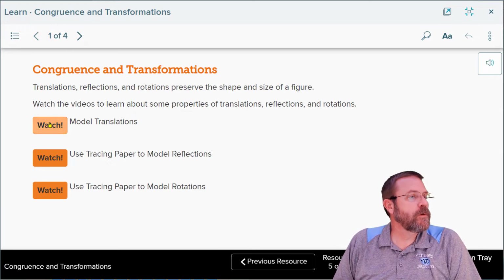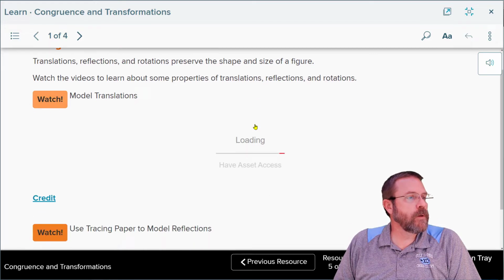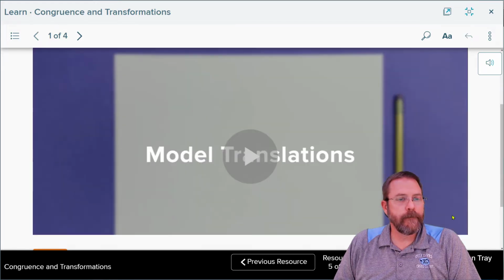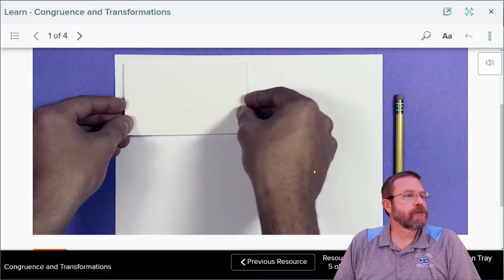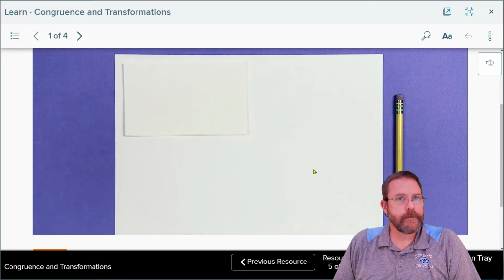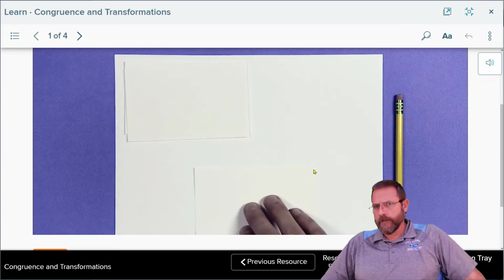We got a few videos to learn about each of these. So, first, modeling a translation. Model translations. Animated movies are created using frames. Each frame changes slightly from the previous one to create the impression of movement.